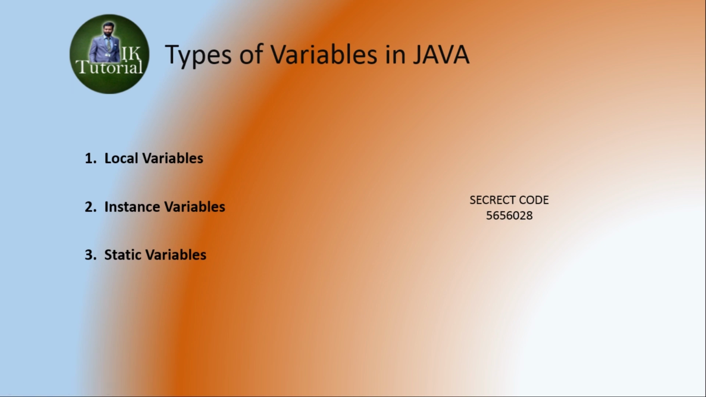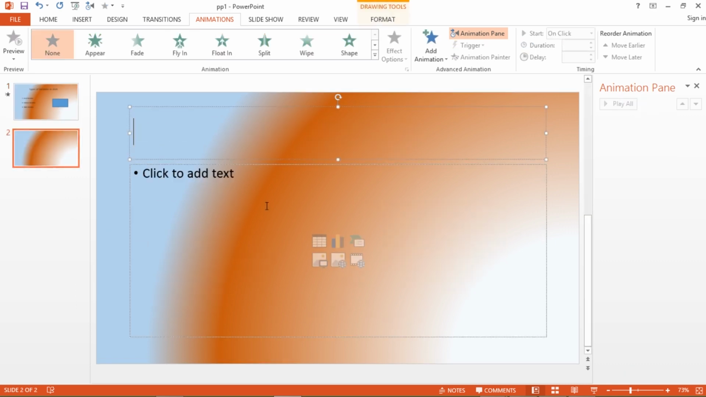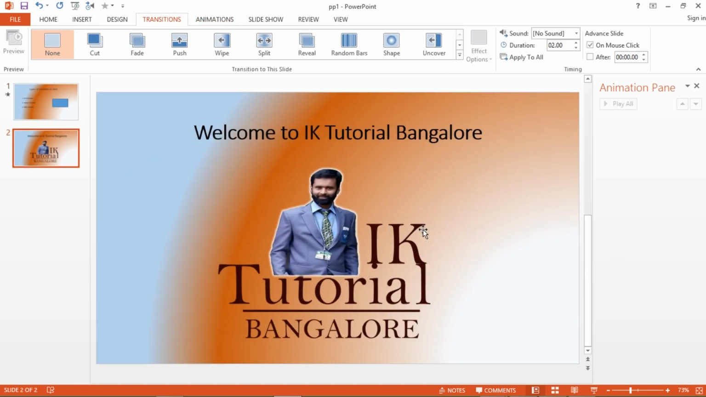Yeah, this is how you can add the sound for the selected object also. Next I'll show you how to add this transitional effect. Let me take one new page. Here I have created one slide. There I have some text and this is the logo of my channel, IT Tutorial Bangalore, that I have placed here. So I'll add some transitional effect for this.